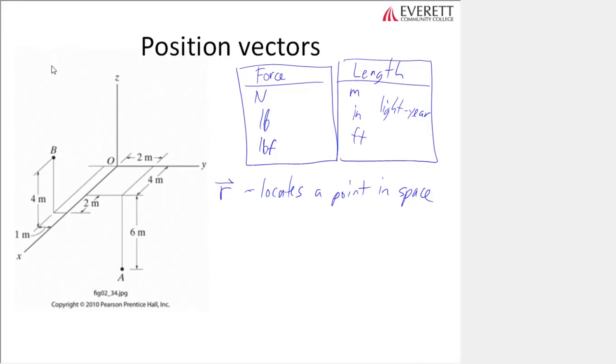Okay? So if we wanted to locate, say, this point right here, point A, to locate that point in space, we could make a position vector that we would call r sub A, and that position vector would start at O, the origin, and it would go to A. That's what that position vector would look like. Any questions about that?